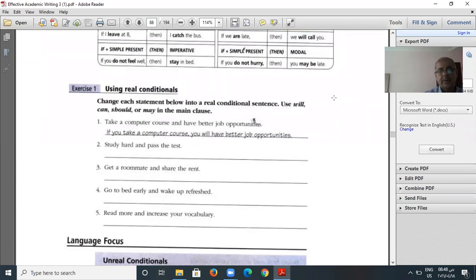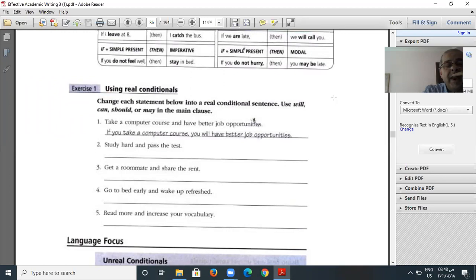Last time we remember that we talked about using real conditionals. Real conditionals means conditionals that could, may or may not happen. As we did last time, with the if clause we use the simple present, and with the main clause we use what? Maybe use will or may or can or could or simple present.